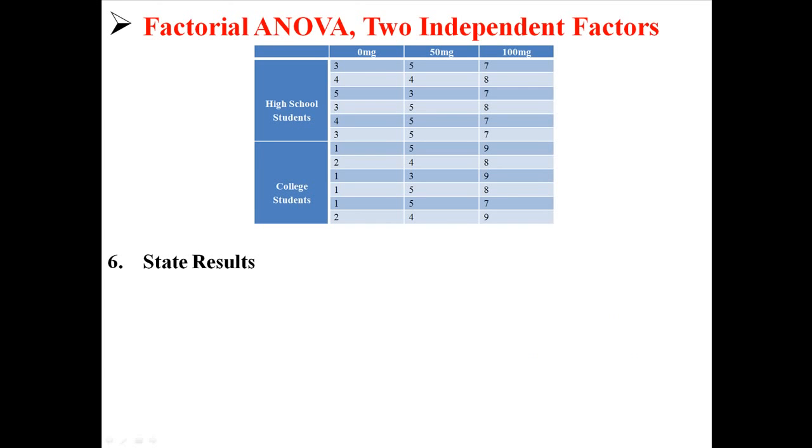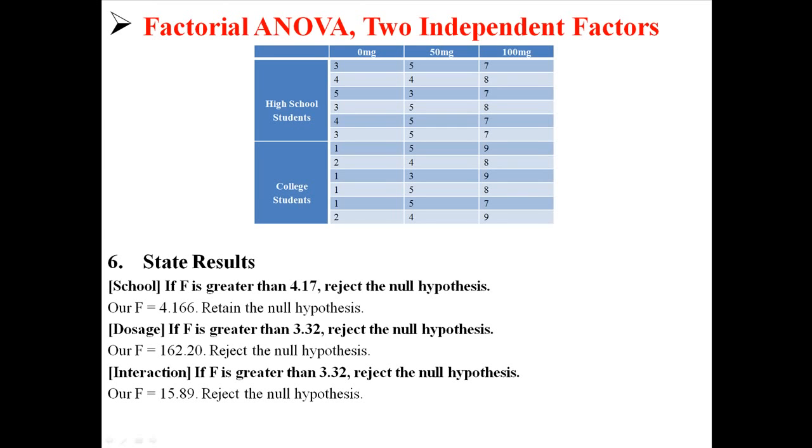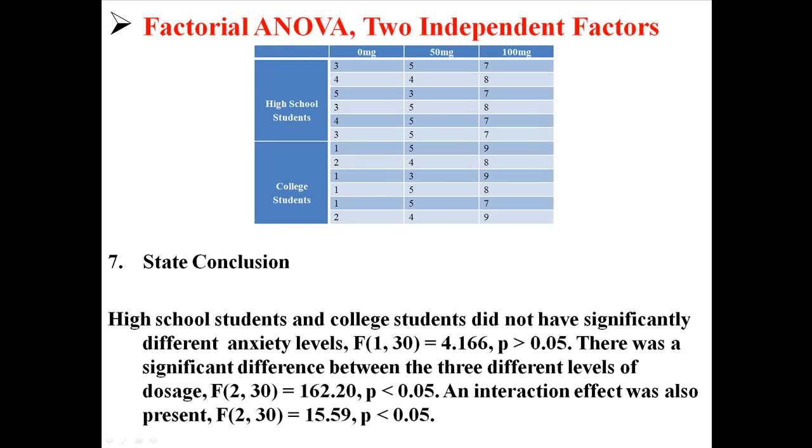We can finally state our results. We're going to compare those F's to our critical values. Now for school, we're going to retain the null hypothesis because it's not greater than 4.17. But for dosage and the interaction, we're going to reject the null hypothesis because both of those F's are greater than 3.32. So what does that actually mean?